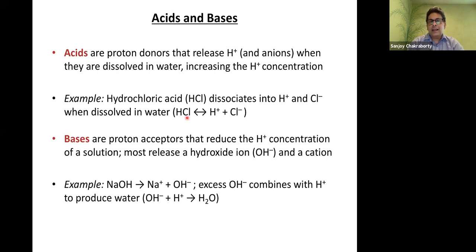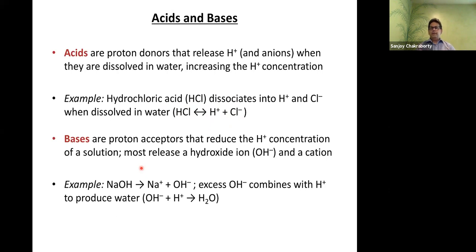So HCl, hydrochloric acid, is an example. When you break them down, dissociate them, they produce H+ and Cl-. So they are giving H+ in a solution. That means it's an acid. So hydrochloric acid is an acid. So what is a base? Exactly opposite. Bases are the proton acceptors, those who can accept protons.